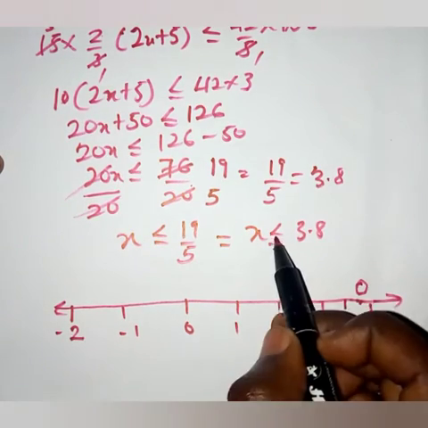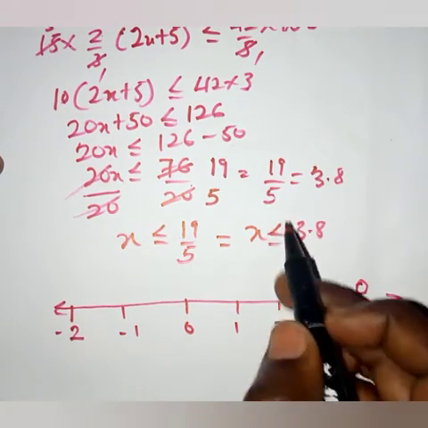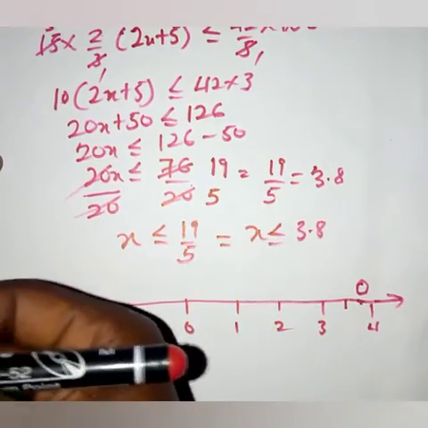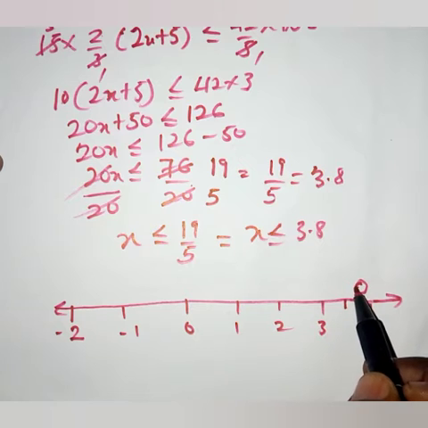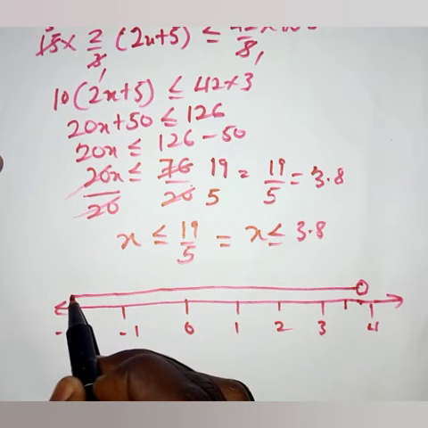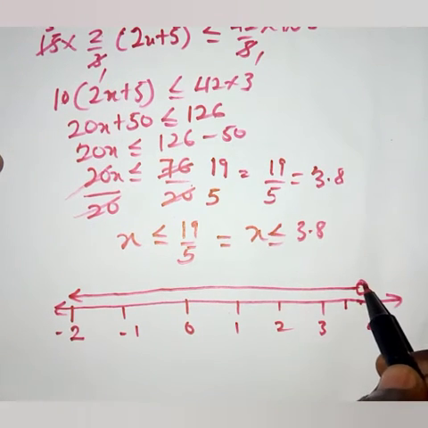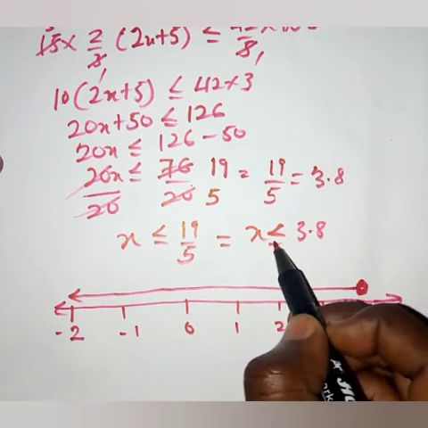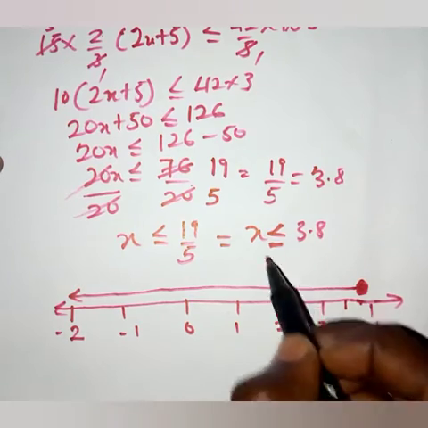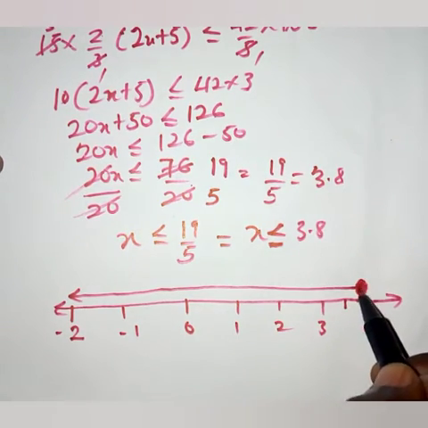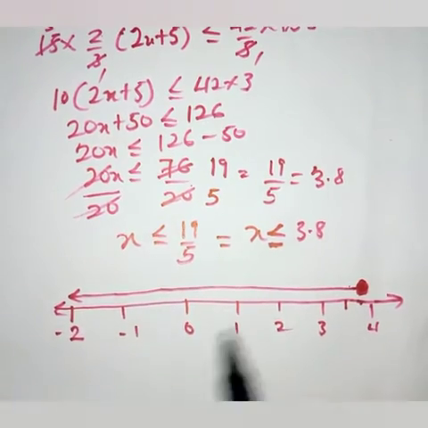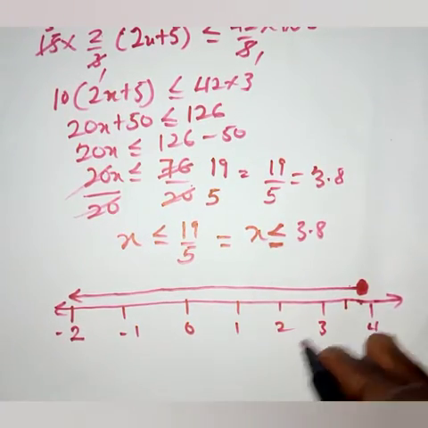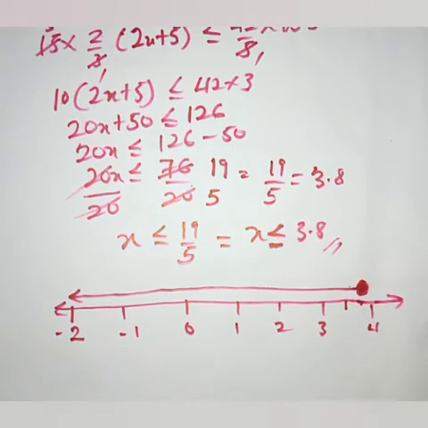So we have this, and if you look at the direction, it is going in this direction. So this goes into that direction, and therefore we can shade it because it is less or equal to, therefore we shade it. Because of the equal to, we shade it and it goes into this direction. So basically that's the number line we have here.